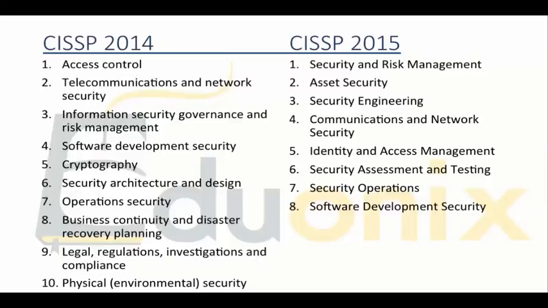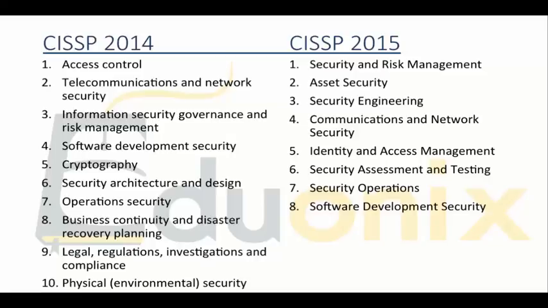So as you can see here, we have the 2014 on the left and 2015 on the right. 2014 covered access control, telecoms and network security. Information security governance and risk management is number 3. Number 4 was software development security. 5 was cryptography. 6, security architecture and design. 7, operation security. 8, business continuity and disaster recovery planning. 9, legal regulations, investigations and some compliance in there as well. And 10 was physical, which means environmental security.